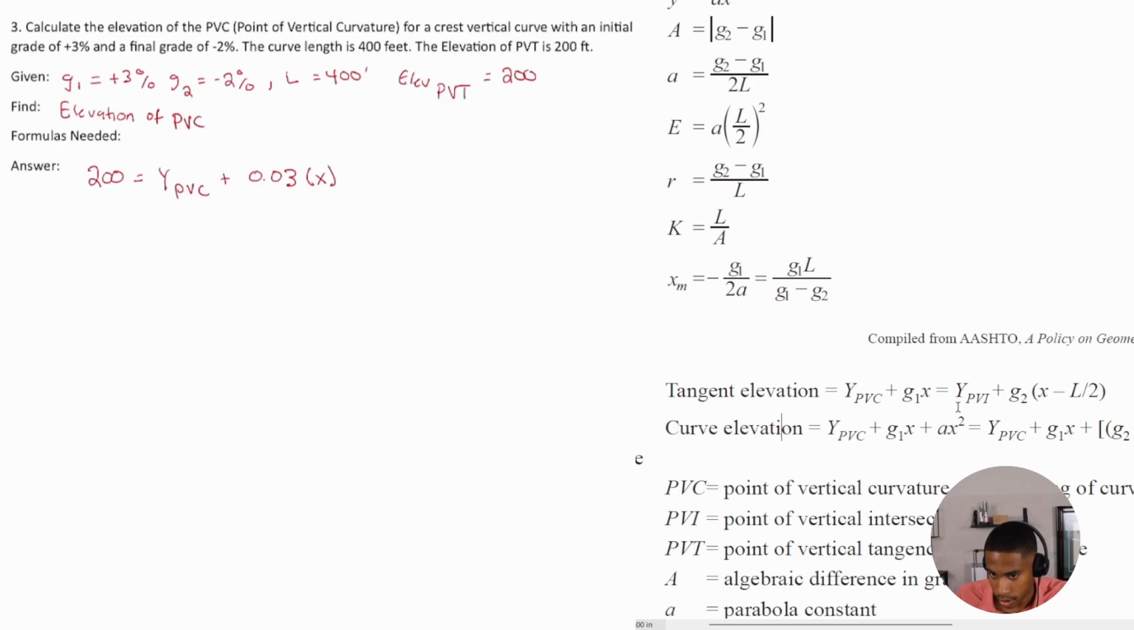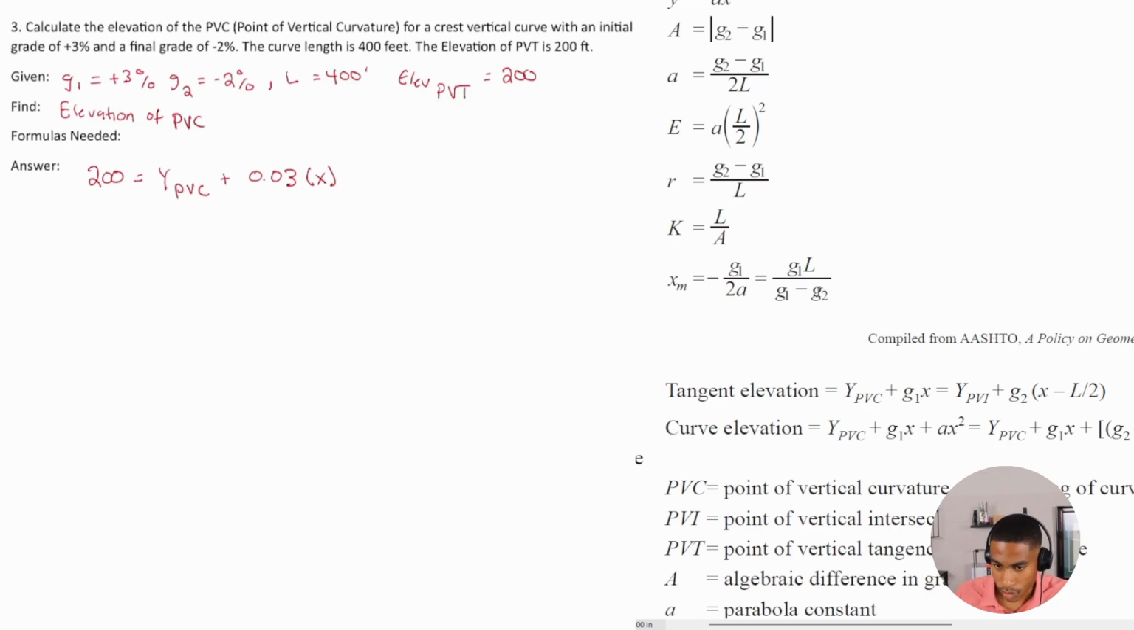we don't know what X is, right? Do not know what X is. So how do we solve for X? Well, we go to our formulas and we see that X is equal to negative G1 over 2A. That means we have to solve for A. I don't know what A is, so that seems a little difficult. Let's see if we can use this other formula. Well, we have G1, we have the length, and we have G2. So it looks like we would want to use this second formula.